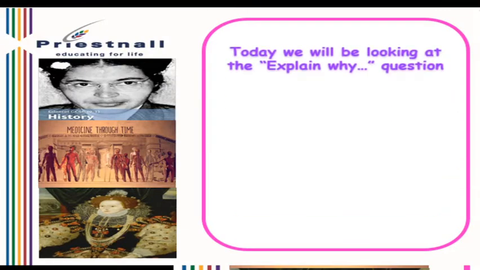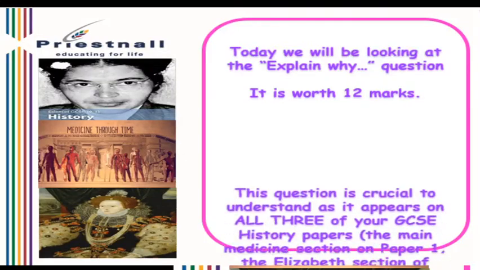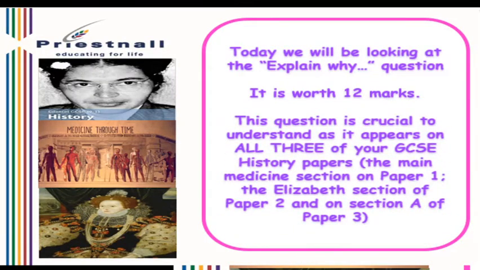Today we're going to be looking at the explain why question. Okay, so this question is worth 12 marks. And as you might have already noticed by the pictures along the side here, this question is absolutely crucial to understand as it appears on all three of your GCSE history papers. Okay, so there will not be a paper that you'll sit where this question won't be appearing.